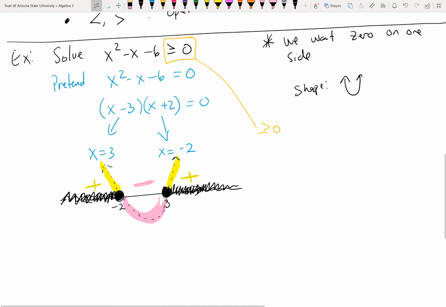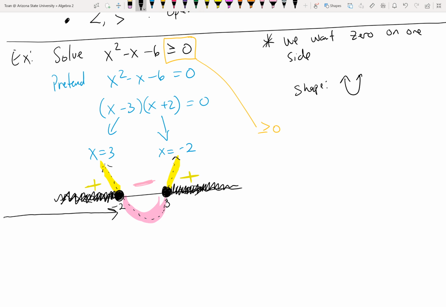We always read from left to right. So notice when we read from left to right, does everyone agree that we start over here? Well, this shading goes on forever to negative infinity. So from left to right, you can sort of say that we start at negative infinity and shade rightwards until we stop at negative 2. So I'm going to write negative infinity, comma, negative 2.